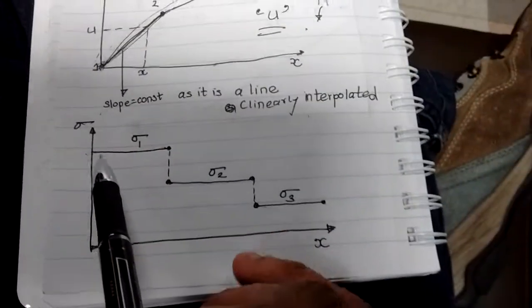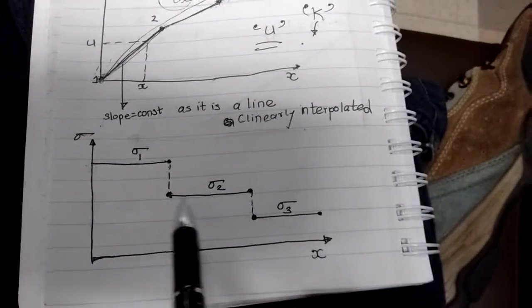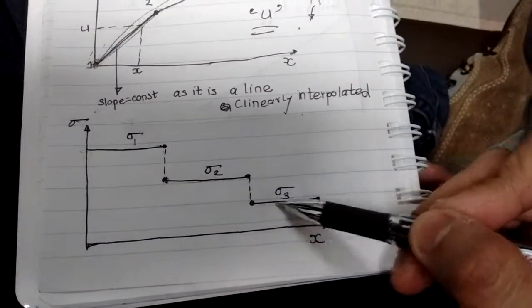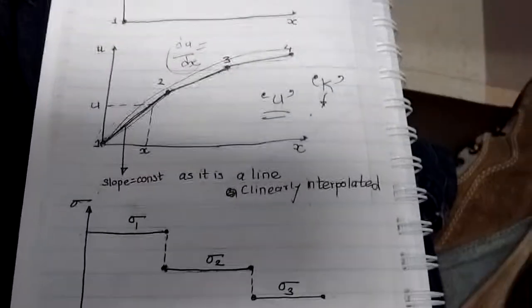The first slope is very high, hence the first stress will be high. Then there will be a sudden change in the stress. Then this will be the second stress. Again there will be a sudden drop in the stress. This is the third stress. So this concept is very important to understand, to later on understand why we don't use triangles.